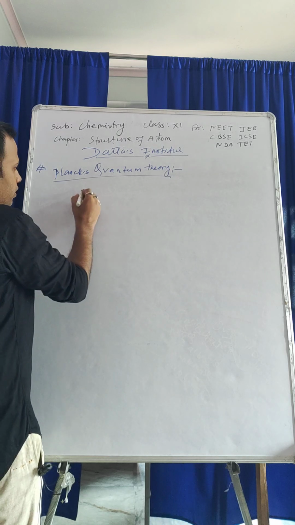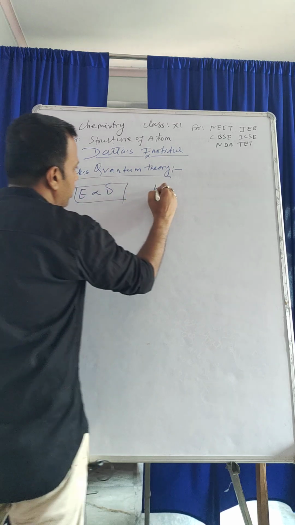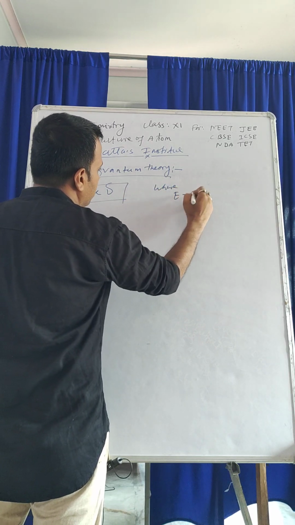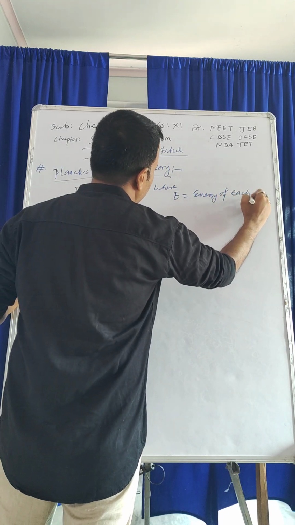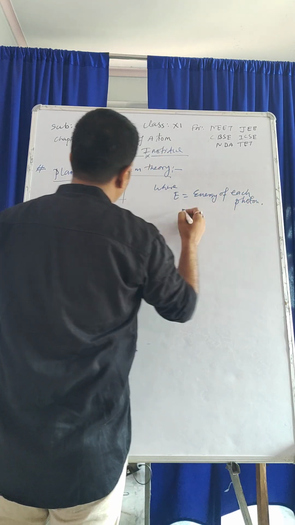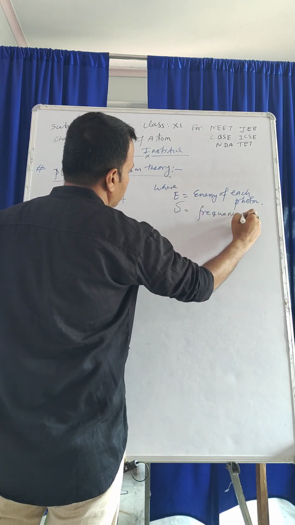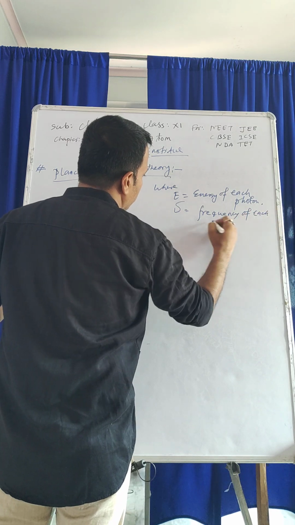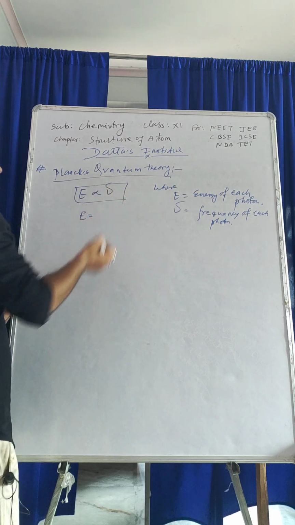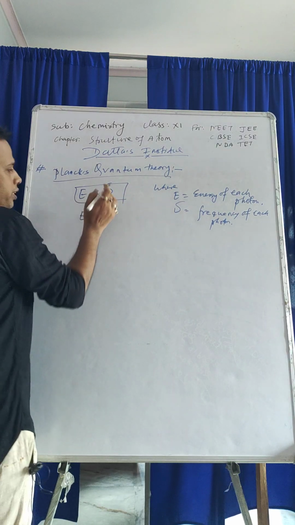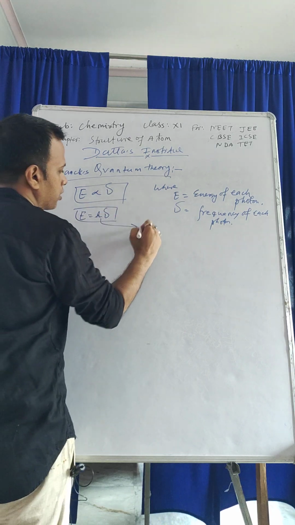According to Planck, energy is directly proportional to frequency. Here, what is energy? Energy E means energy of each photon. Okay, energy of each photon. Nu is the frequency of each photon or incident photon. Okay, so if I remove this proportionality, then we will get one constant. This one is h, and this h is known as Planck's constant.